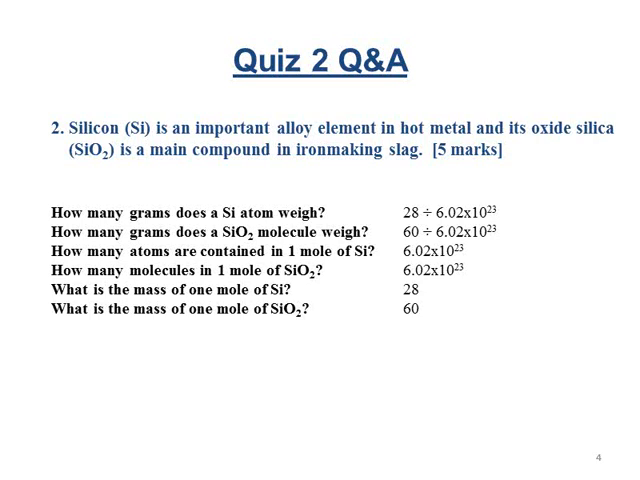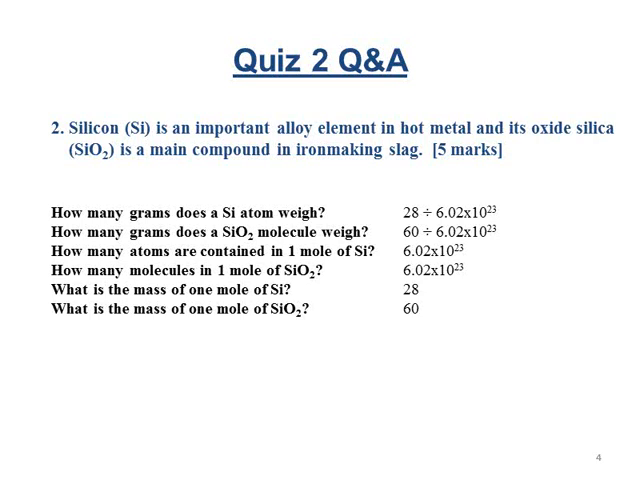The third question, how many atoms are contained in 1 mole of silicon? Well, that would just be Avogadro's number, whether it's atoms or molecules. Getting down to the next question, how many molecules in 1 mole of silica, SiO2? That too would be Avogadro's number, 6.02 times 10 to the 23.